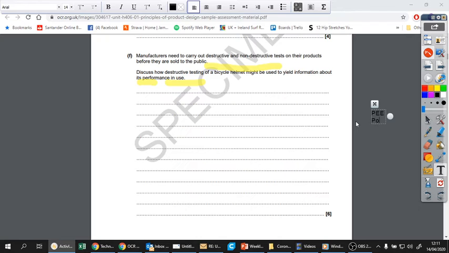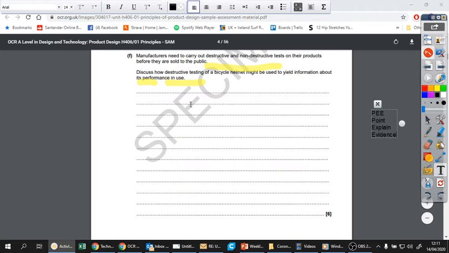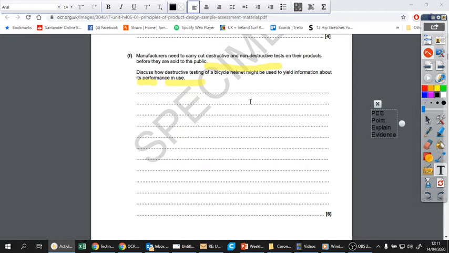Point, make your points, explain, evidence. Okay, so you make your point. Might be used to yield information. How would you do destructive testing? To find information, a tensile loading test could be put on the straps. Okay, tensile loading test on the straps until the maximum weight.